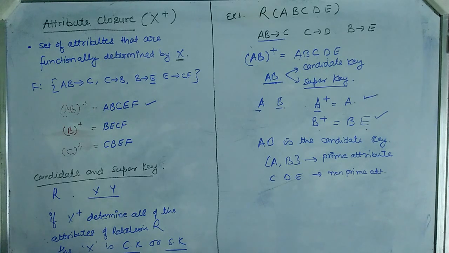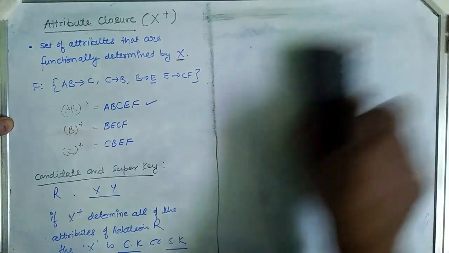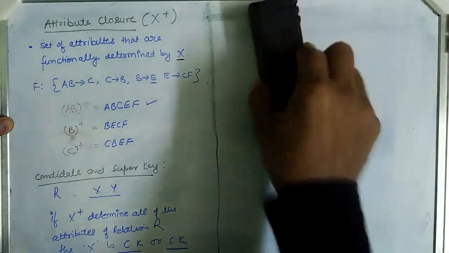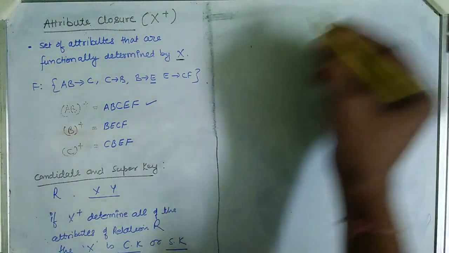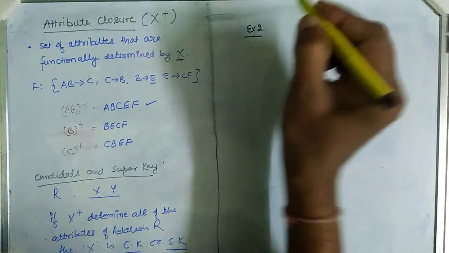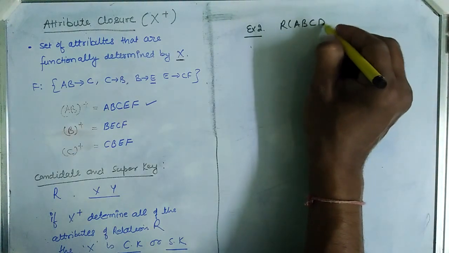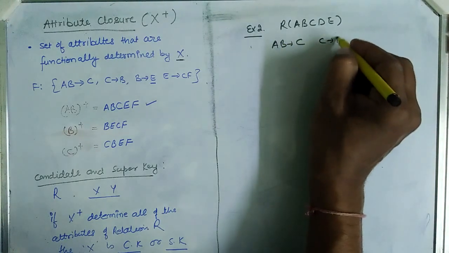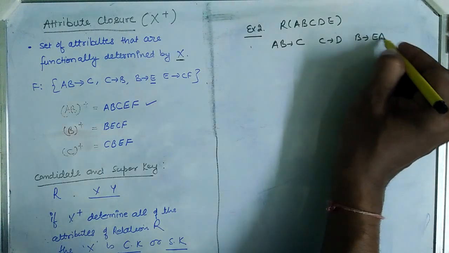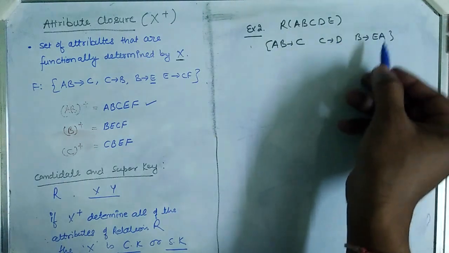So let's understand it with another example. So that the things are more clearer to you, I will make another example also. So example 2 says that for a given relation with 5 attributes A, B, C, D, E, the dependencies given are AB tends to C, C tends to D, B tends to EA. Now you have to find out what is a candidate key in this relationship.